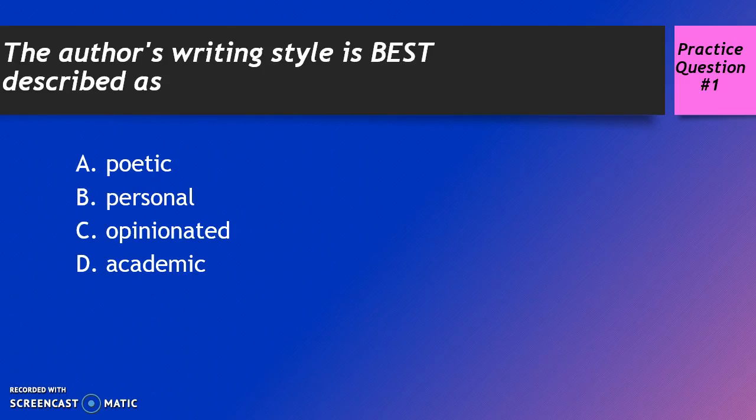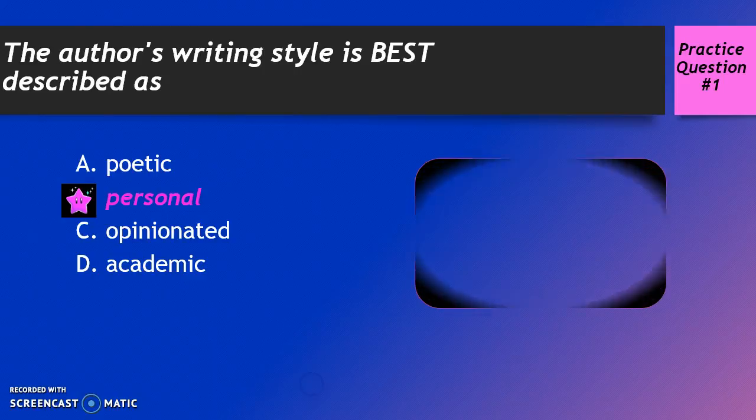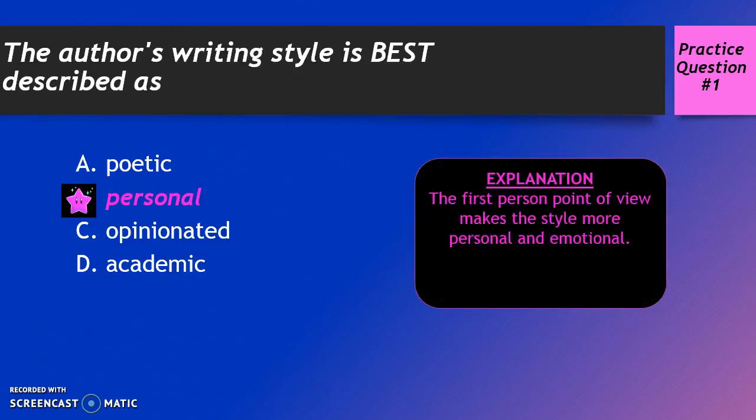Practice question 1. The author's writing style is best described as A. Poetic, B. Personal, C. Opinionated, D. Academic. Did you get it right? B. Personal. The first-person point of view makes the style more personal and emotional.